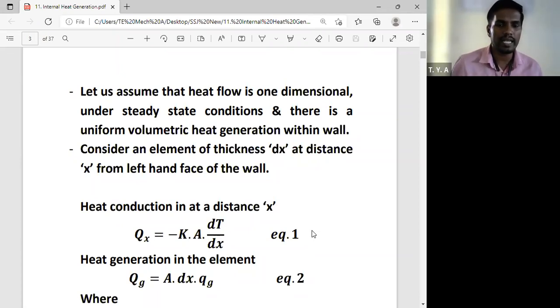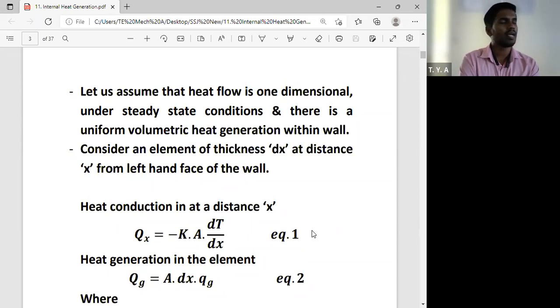Heat conduction in at a distance x. So write down the general equation. Qx is equal to minus k into A into dT by dx. Equation number 1. Give the name as equation number 1.